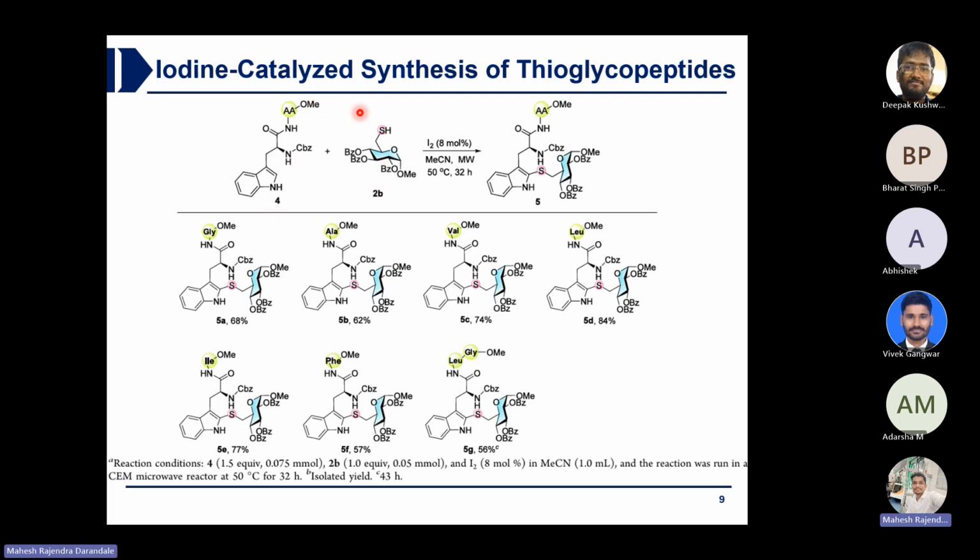So 4 and 2B they have taken. This aims different kinds of amino acids with the same reaction conditions. They have tried like glycine, tryptophan glycine, then tryptophan alanine, tryptophan valine, tryptophan leucine, tryptophan isoleucine, tryptophan phenylalanine, tryptophan, leucine, and glycine unit. So these are some glycopeptides they have tried, and they're getting good yields, like 68%, 74%, 84%, 57%, 56% with the same reaction conditions. They're getting these different types of reaction with the different types of substrates.